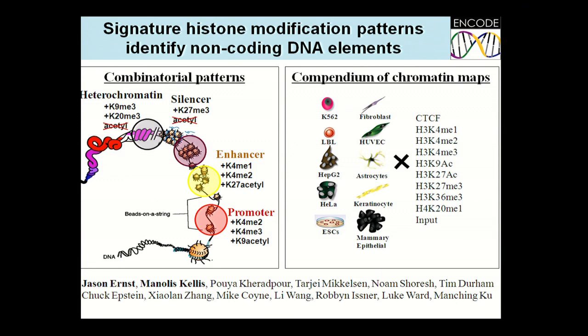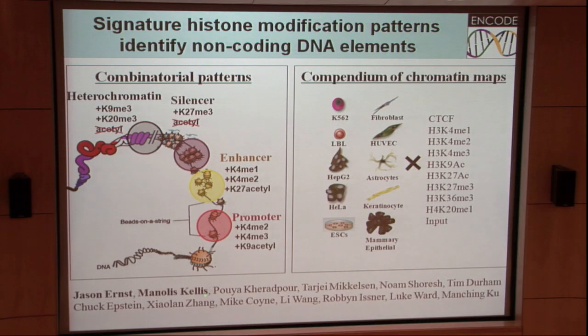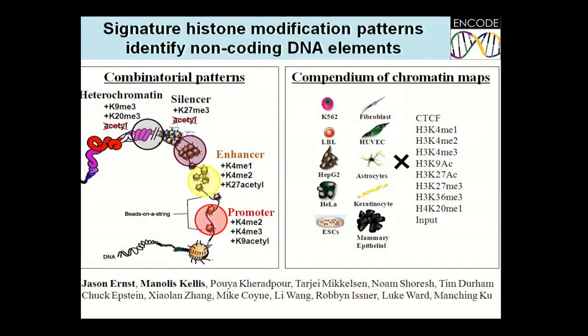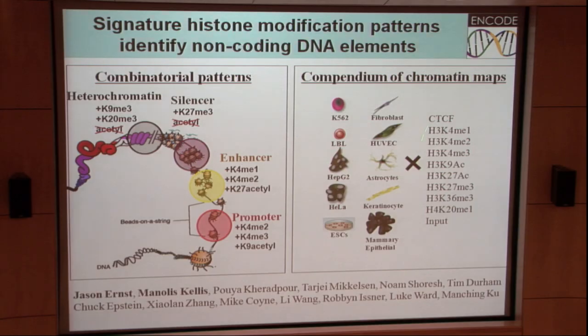So for the last part of the talk, I want to talk about some work this group I've mentioned has been involved in, but in particular an intense collaboration with Jason Ernst and Manolis Kellis in the computer science department at MIT. There's data collected in the context of the ENCODE project, where we've looked at about 10 different modifications in a compendium across about 10 different cell types.